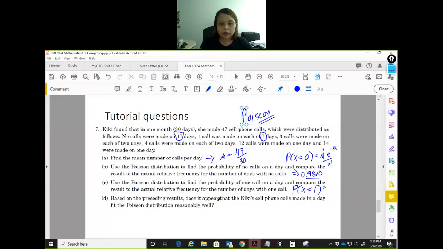On the last part: based on the preceding results, does it appear that Kiki's cell phone calls made in a day fit the Poisson distribution reasonably well? For this case, look at the criteria for Poisson. One of the criteria in your slides is that it has to be random and must be evenly distributed. These two are the important criteria. Here, it looks random, but it is not evenly distributed, so it doesn't fit the Poisson very well because of these two criteria. So this is a bit of analysis on the Poisson distribution.